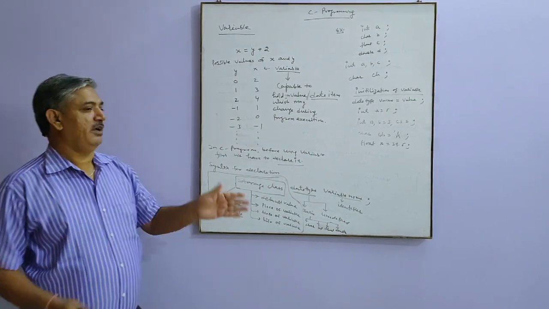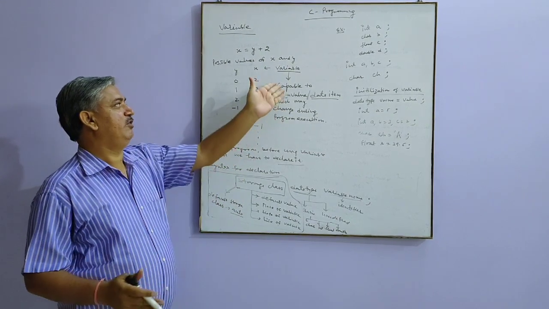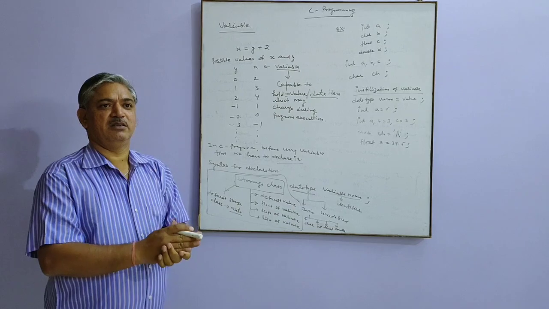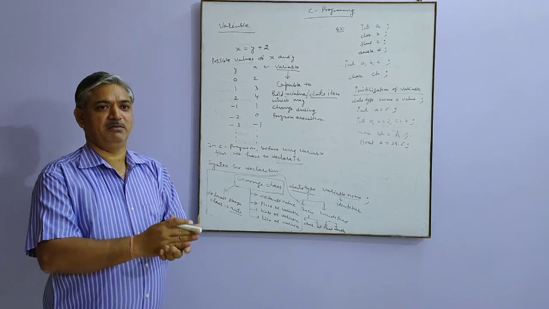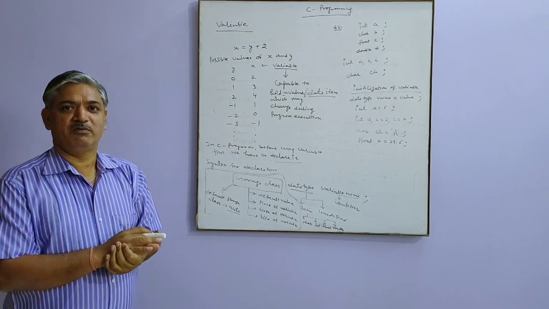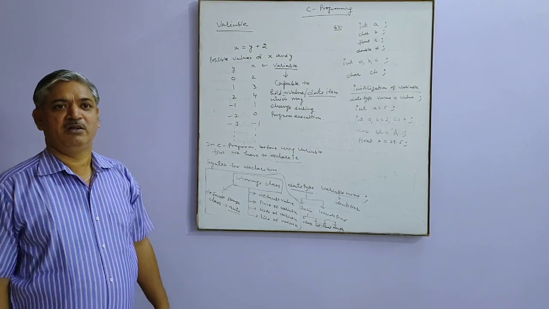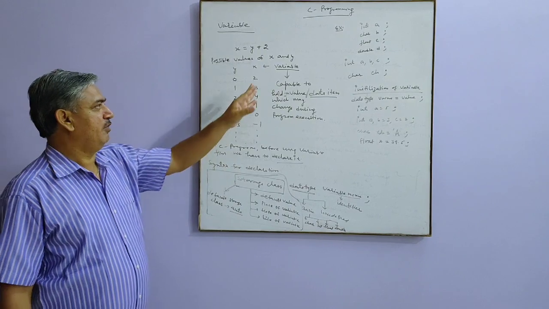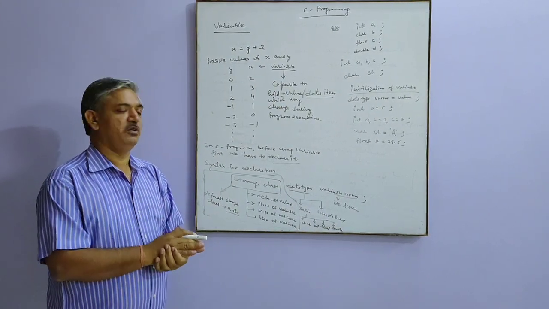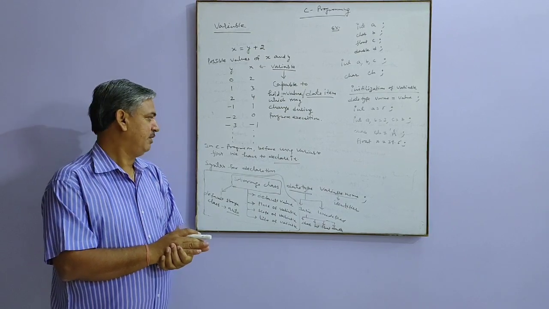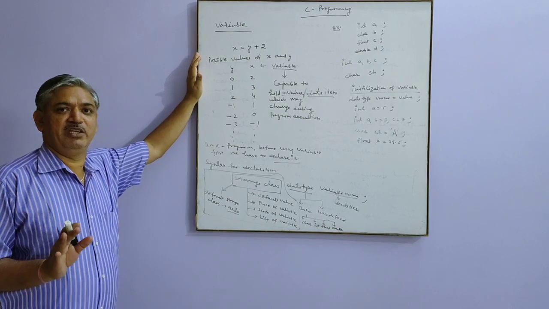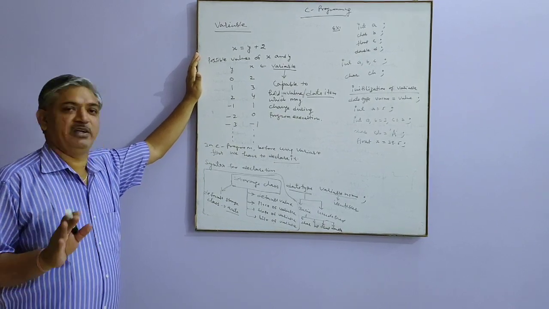It means at one point the value of x may be 2, and after that 3 or 4, and in the third statement it may become 4, and so on. So a variable is something which may vary or change during program execution. In a C program, before using the variable, first we have to declare it.